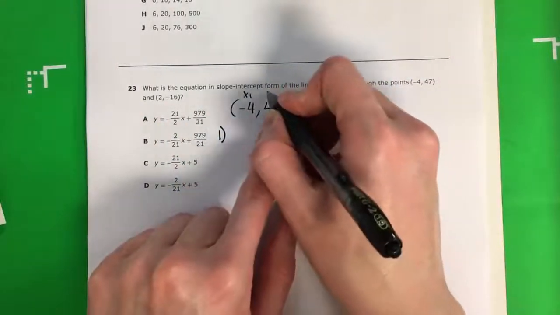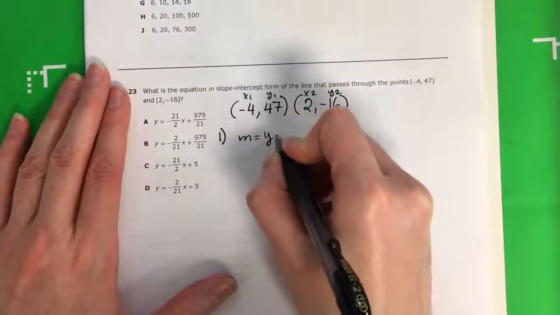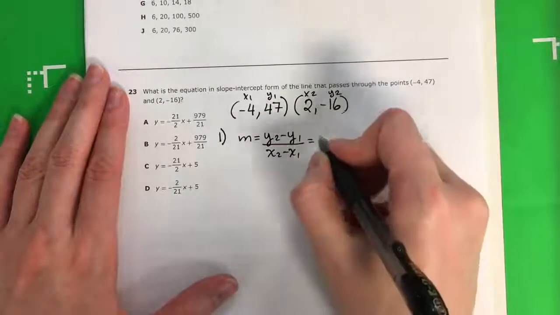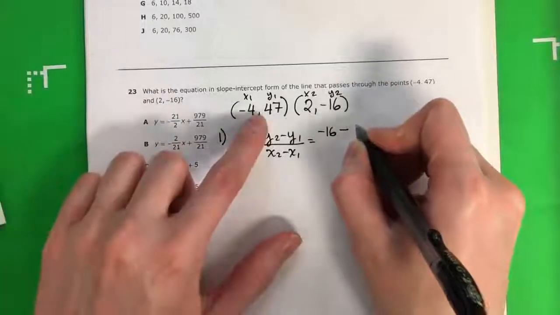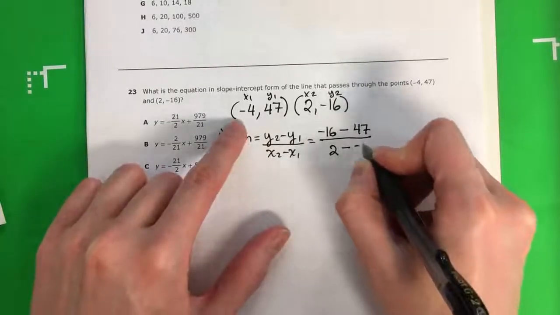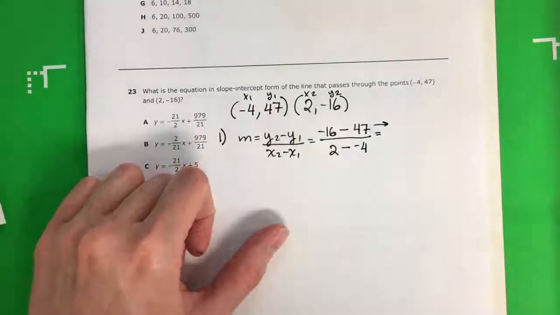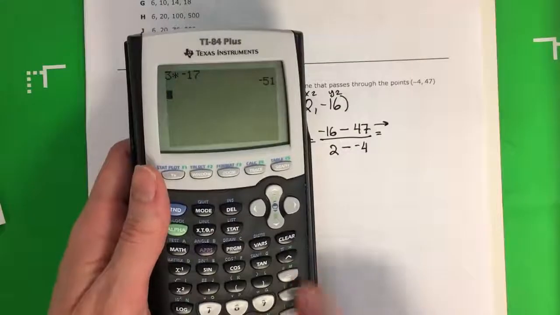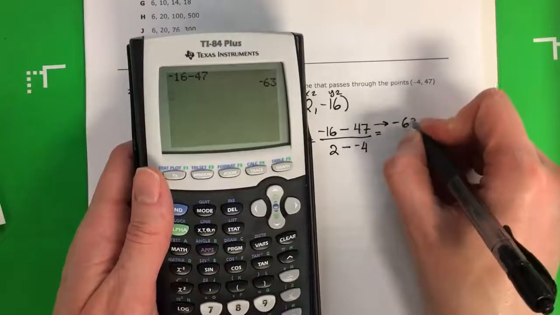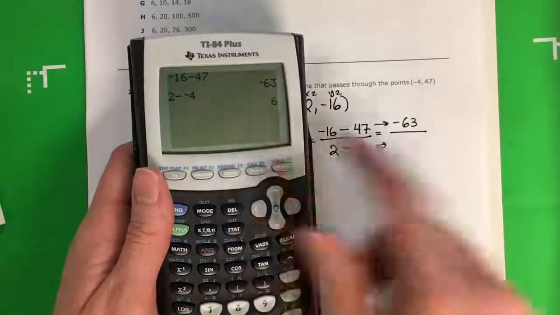Okay, so x1, y1, x2, y2, equals, the formula is y2 minus y1 divided by x2 minus x1. y2 is negative 16 minus y1 is 47 divided by x2 is 2 minus x1 is negative 4. Let's put what is on top in the calculator. So negative 16 minus 47 is negative 63, and we are going to divide by what is down. 2 minus negative 4, that's 6.